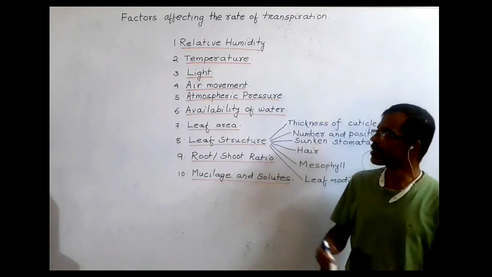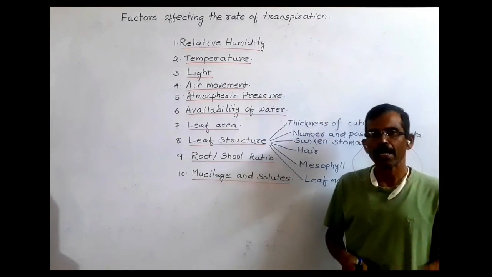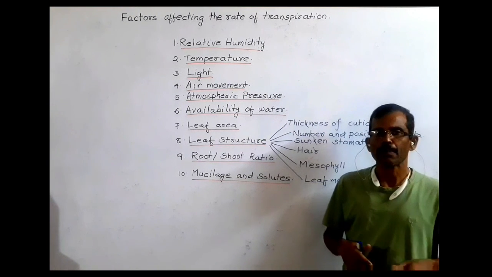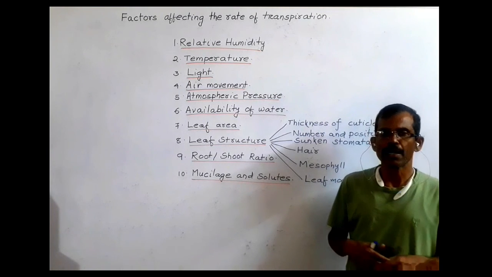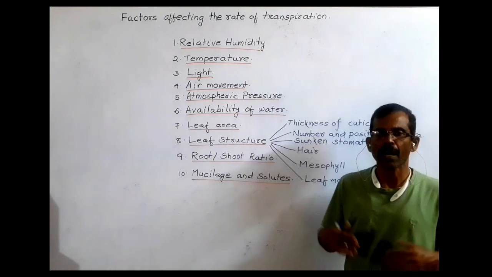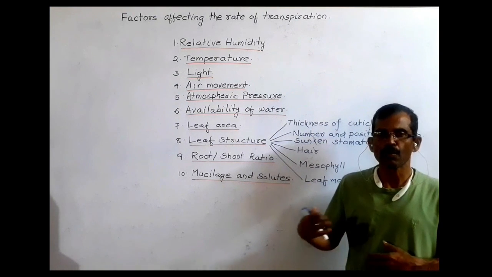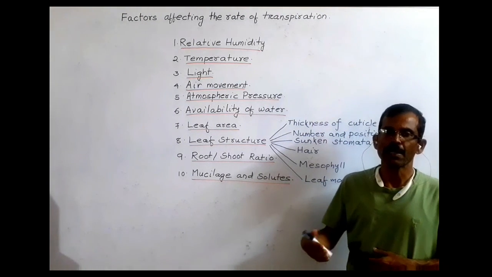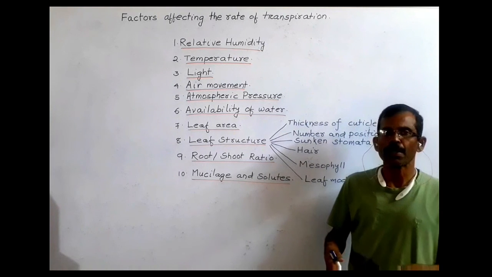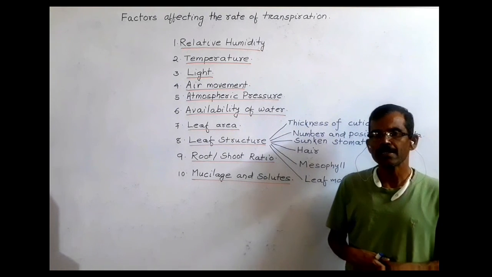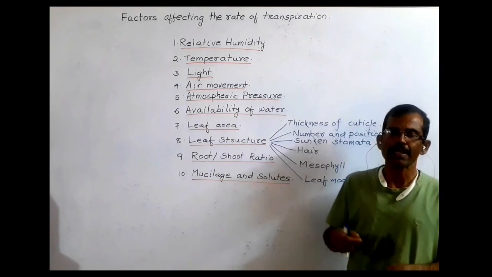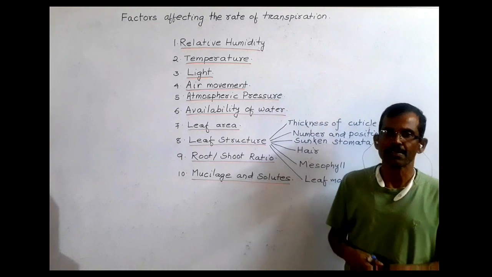Another environmental factor is light. Light profoundly affects the rate of transpiration. In the presence of light, stomata remain open, whereas in the absence of light, that means in darkness, the stomata remain closed. So in the presence of light, the rate of transpiration increases due to the opening of stomata. Whereas in darkness, as the stomata remain closed, the rate of transpiration decreases.